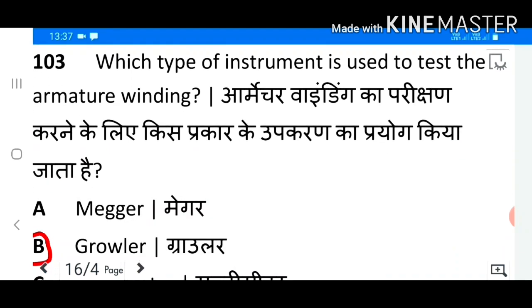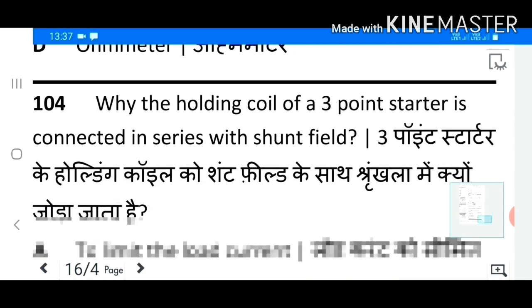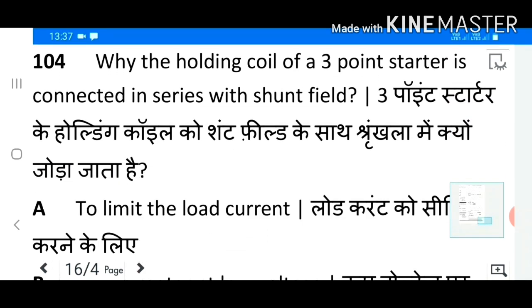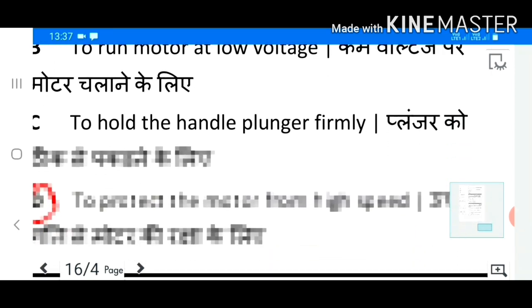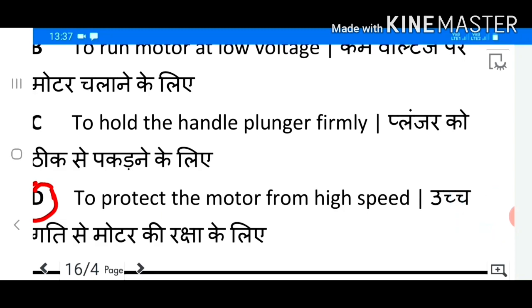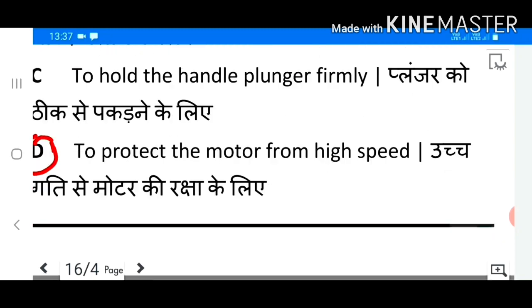103. Which type of instrument is used to test the armature winding? Answer. B. Growler. 104. Why the holding coil of a 3-point starter is connected in series with shunt field? Answer. D. To protect the motor from high speed.